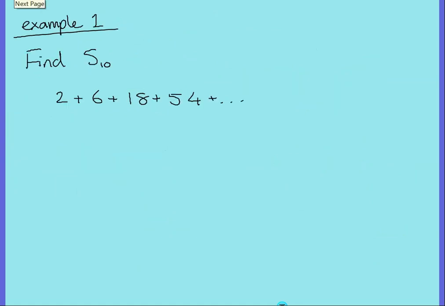Okay, so example 1, find the sum of the first 10. Now we can see here a is 2 and r is 3. I always start when I'm writing the formula with the denominator. Do I want to do 1 take away 3, or do I want to do 3 take away 1? My objective is to just keep it looking nice. So I want to do that.